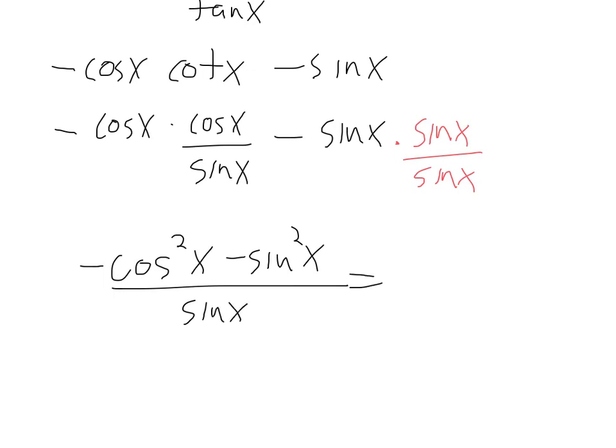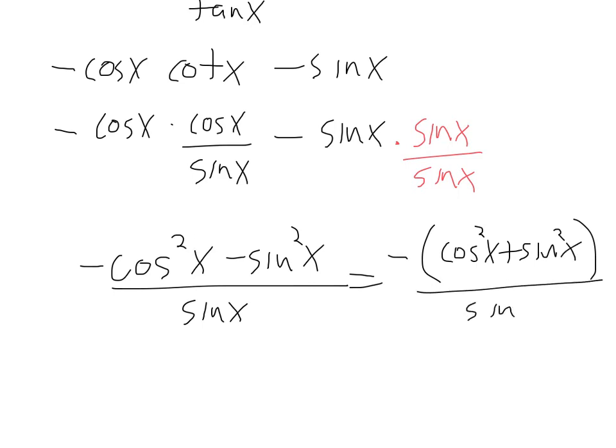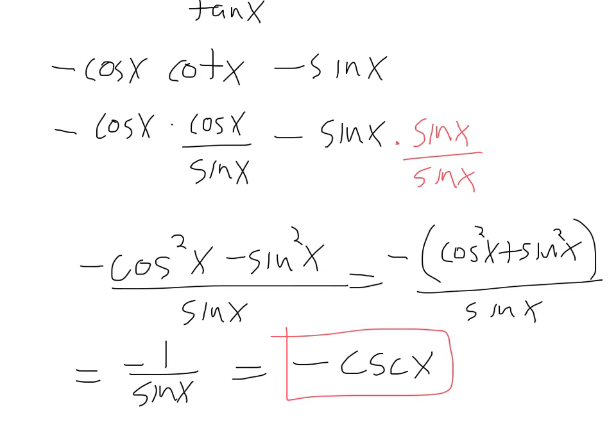On the top, if I factor out the negative, I get cosine squared x plus sine squared x, still over sine x. Well, that's the fundamental Pythagorean identity. Sine squared plus cosine squared equals 1. So this equals negative 1 over sine x, which we can then go to cosecant x. Negative cosecant x. Final answer. This completes the review for section 3.1.